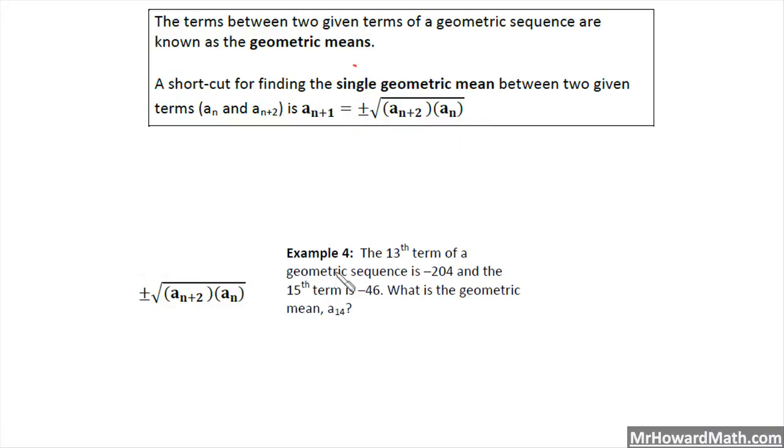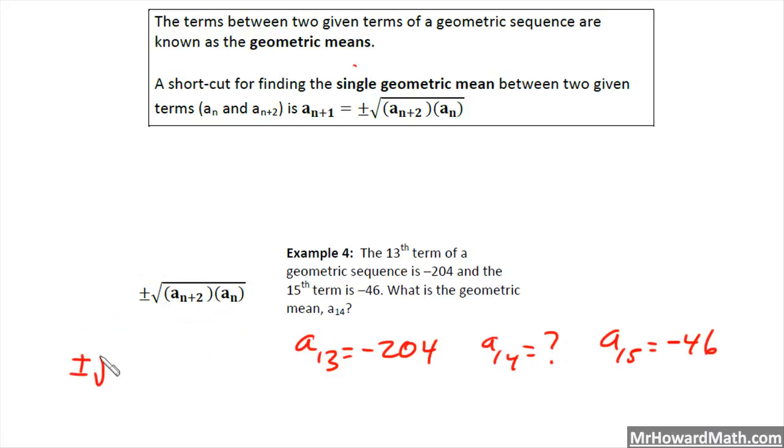So the 13th term of a geometric sequence is negative 204. So a sub 13 is negative 204. And the 15th term, a sub 15, is negative 46. What is the geometric mean, a sub 14? So we're finding the one in between. So all we're going to do is plug that into this formula.